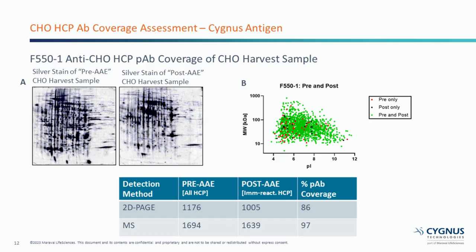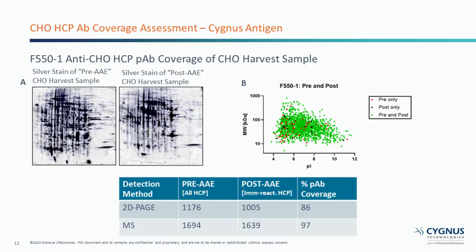So here we show the data for our F550 anti-CHO HCP polyclonal antibodies in a CHO harvest sample. Panel A shows the results by 2D Western blot. The gel on the left shows the pre-AAE CHO harvest sample, which represents all HCPs in your null sample or harvest sample, and the gel on the right shows the post-AAE HCPs, and those are the proteins that are reactive with antibodies. This is what our antibodies, so to speak, cover. And you can see here that by 2D PAGE, our coverage percentage is 86%.